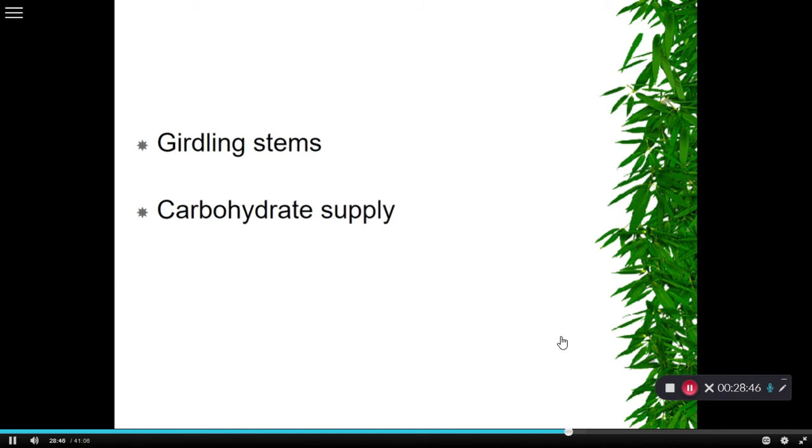So maybe think of it like this. That cutting, if it has a good supply of carbohydrates, it's most likely going to root easily, because those carbohydrates are building blocks for growing new cells in those new root organs. Okay, the carbohydrates are not directly related to the root formation, but there is a correlation between carbohydrate concentration in that stem and the success and the speed of root formation.